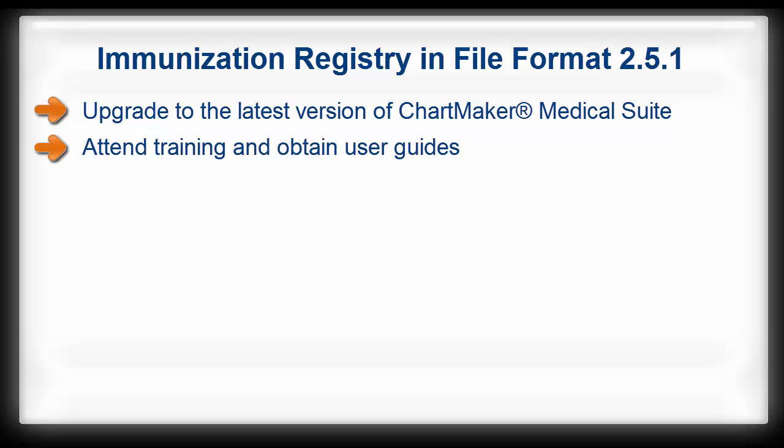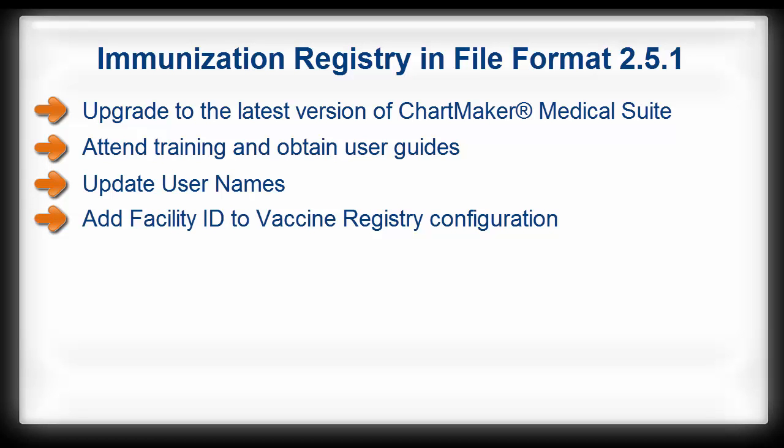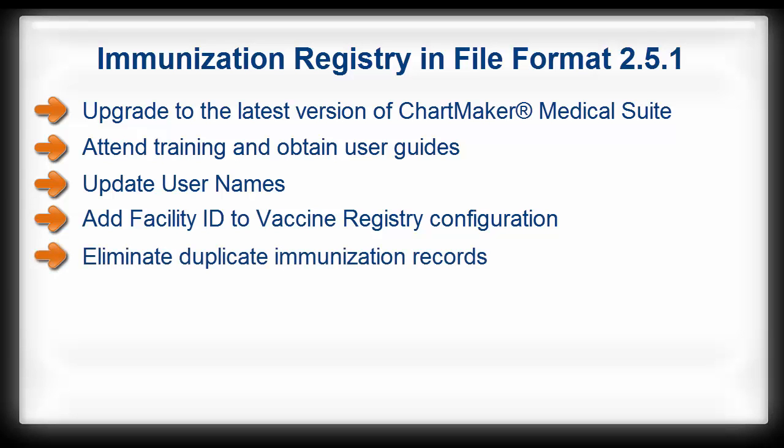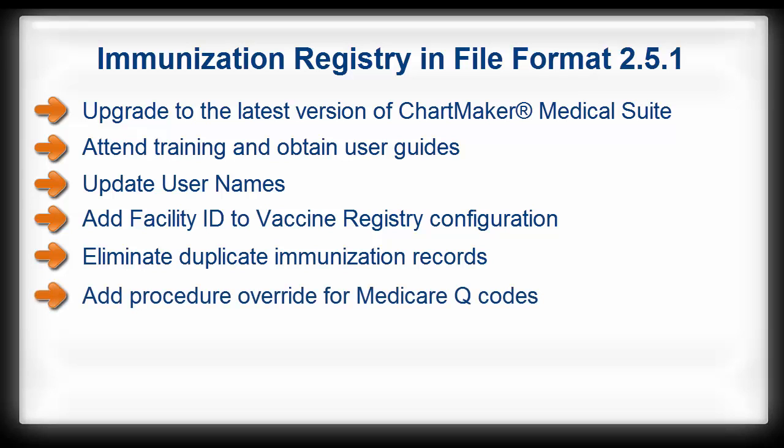After that, you should be ready to make the one-time database changes we discussed in this course. They include update each staff member's username, add your facility ID or IDs to the vaccine registry configuration, walk through the steps of removing the immunization procedures that are entered through clinical in Practice Manager configuration so that duplicate records are not sent to the registry. And finally, add the procedure override information to the Medicare Q codes if you bill for these.